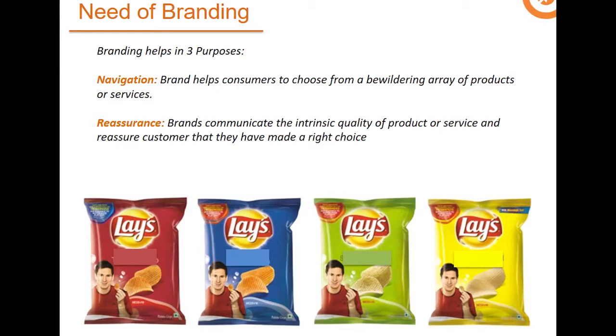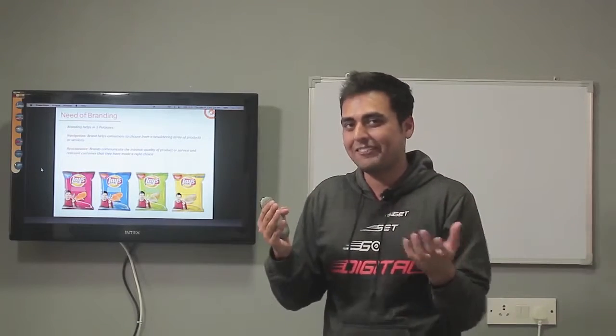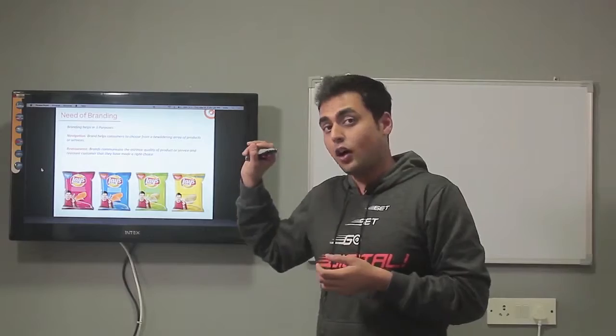The next point where it helps is reassurance. All yellow bags of chips or all blue bags or all red bags are not the same, right? So brands also write the names of the flavors, and brands also add their branding onto the top, so that once you're picking up a packet, you can see the difference between the two easily.